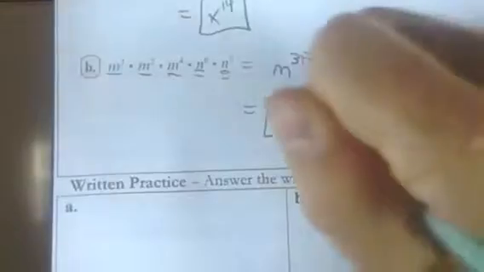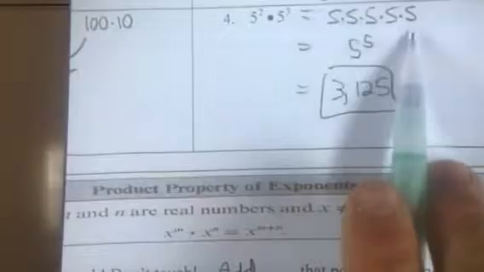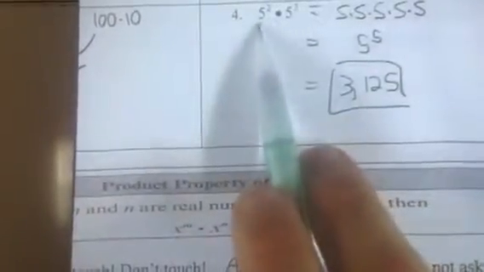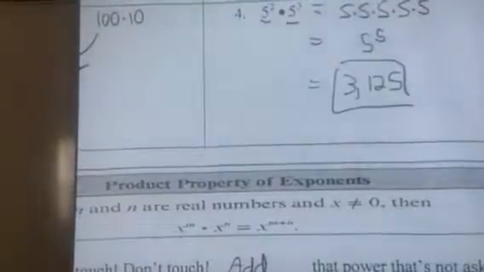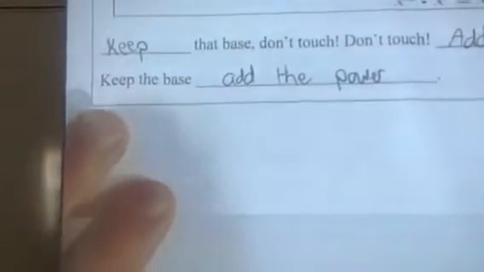Now, we cannot go any further because m and n do not have the same base. If they had the same base, we could add 9 and 13, but since they don't, I box in my answer. So what you will see is that this property came from what we saw right here. If you expand out this multiplication, what you find is that if two numbers are being multiplied and they have the same base, keep the base, don't touch, add the power. That's not asking too much. So again, keep the base, add the power. That is all for lesson 3.